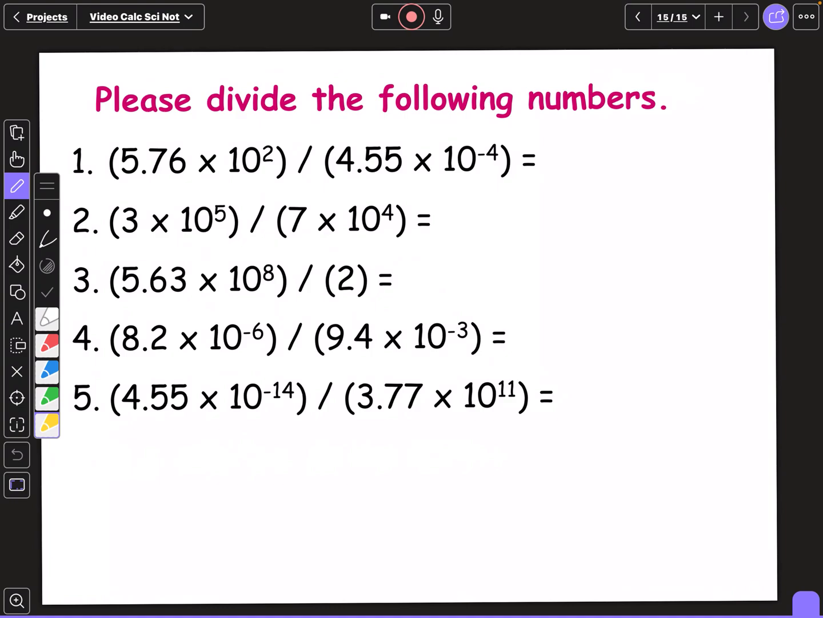When you add and subtract, your exponents stay the same. They don't change. You might have to change one number to make the exponents match up before you do the calculation. And then multiplying, you add exponents. Dividing, you subtract exponents.